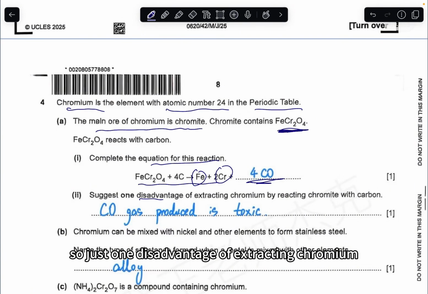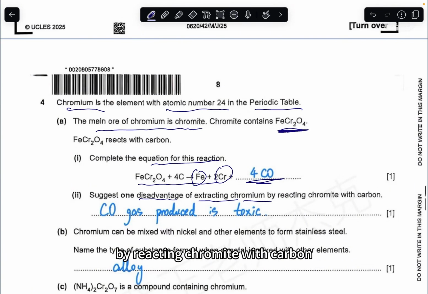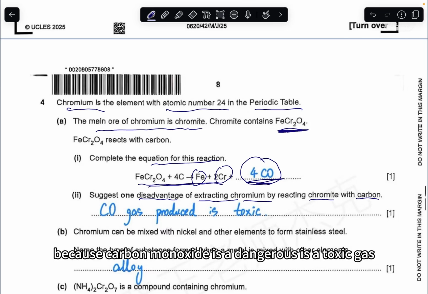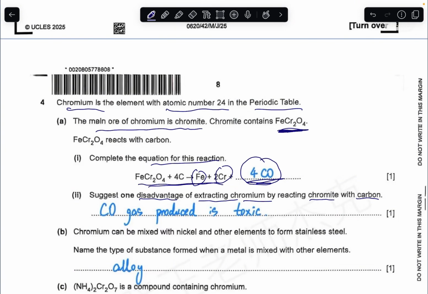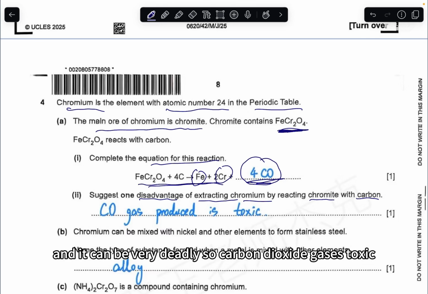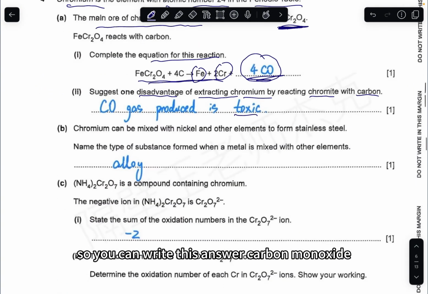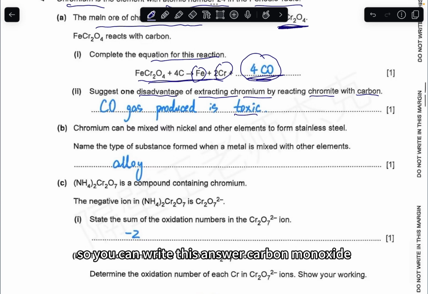Give one disadvantage of extracting chromium by reacting chromite with carbon. In this reaction, if you see, we get carbon monoxide, which is dangerous, a toxic gas. When anyone inhales this gas, it can be dangerous for health, and it can be very deadly. So carbon monoxide gas is toxic. You can write this answer, carbon monoxide.